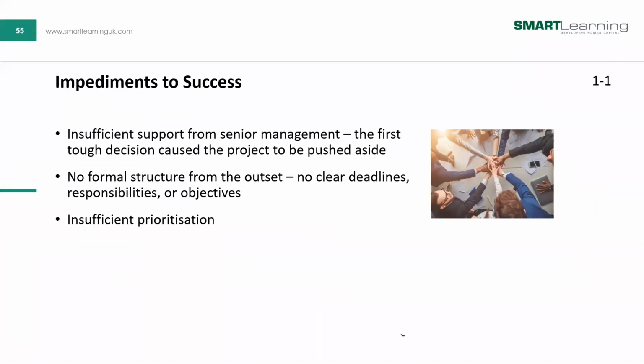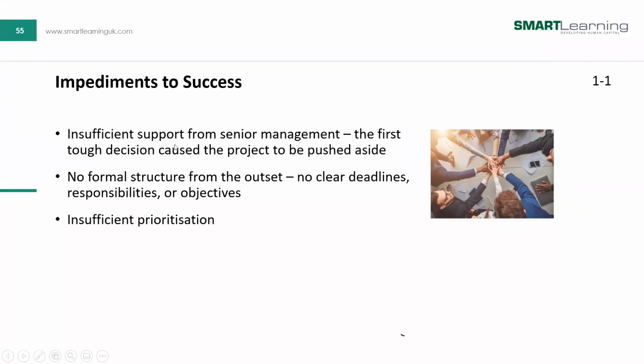Now, if there is insufficient support from senior management, the first tough decision that caused it must be pushed aside. That means they do it on a priority basis. What is stopping us from succeeding? Like I said, and the question somebody asked, we see this many times where there is no visibility of management support. There's a great chance that the project would fail, even at the project phase, or when it becomes business as usual.